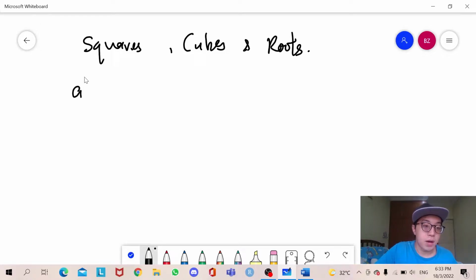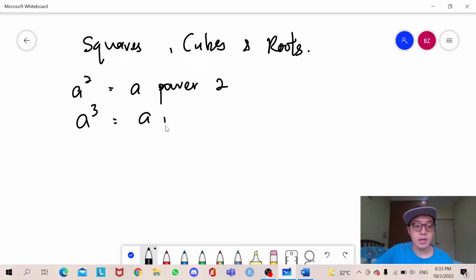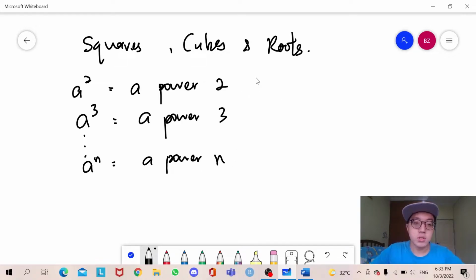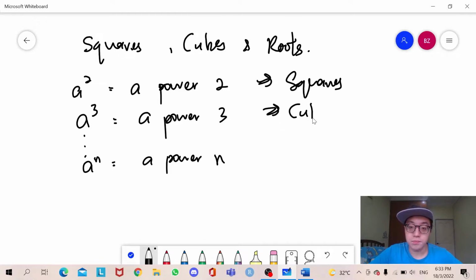Square is a to the power of 2, all right? So every single thing at the top right corner subscripted is called a power 2. If it's a 3, then it means a to the power of 3, and so on. If it's a to the power of n, then we call it a to the power of n. As in the first video, I remember bringing out something called square numbers and cube numbers. So these are squares and these are cubes.